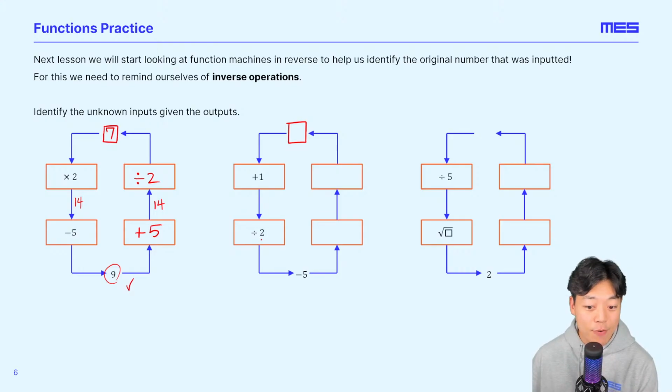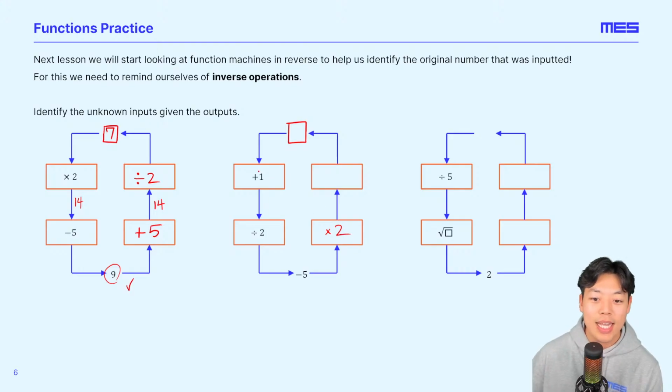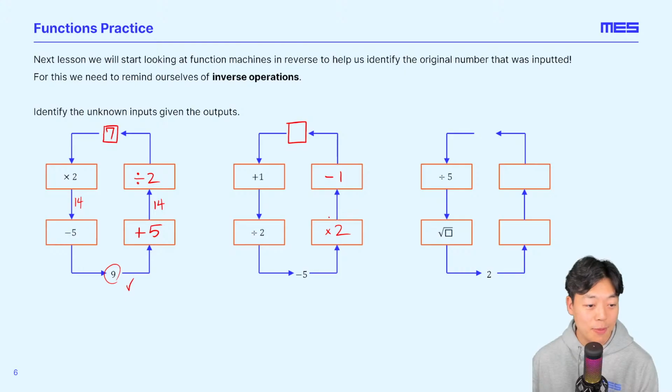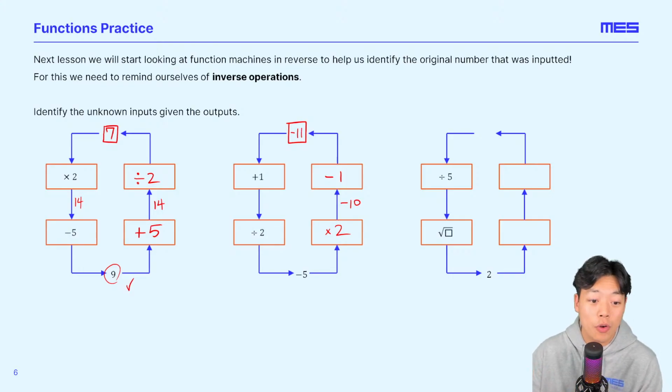The inverse operation of dividing by 2 is multiplying by 2. And the inverse of adding 1, or in other words, undoing addition of 1, will be subtracting 1. And now follow the arrows. -5 times 2 is -10. And subtract the 1 from -10, and it's not -9, it'll be -11 because we're moving further 1 in the negative direction.